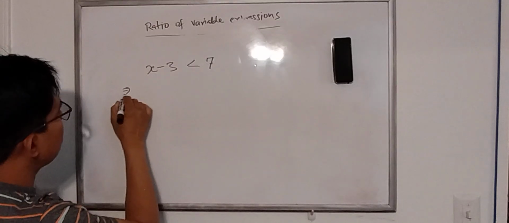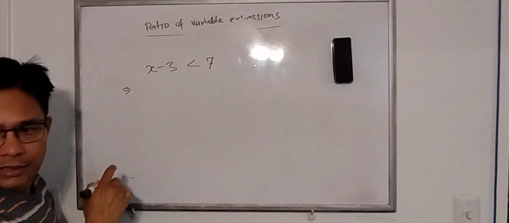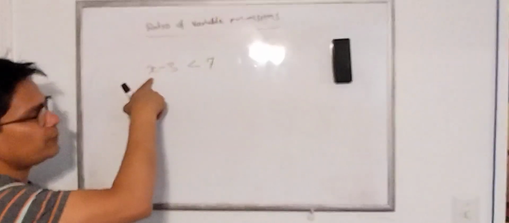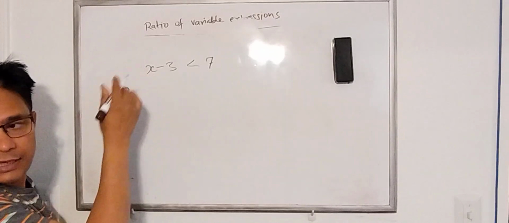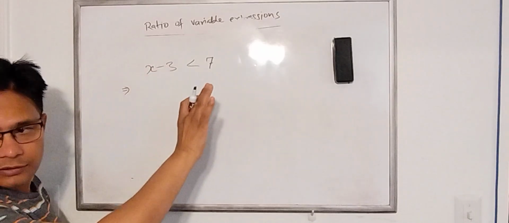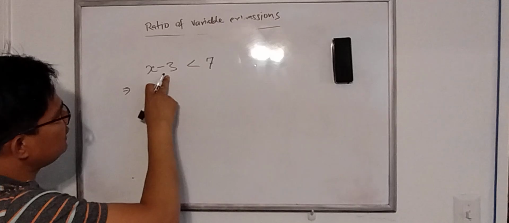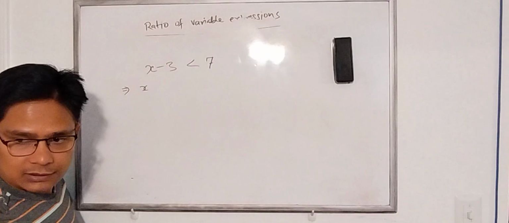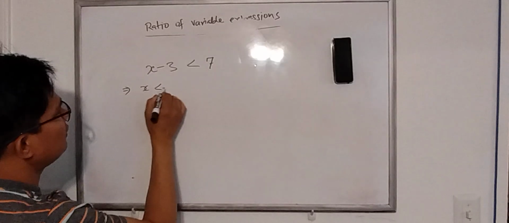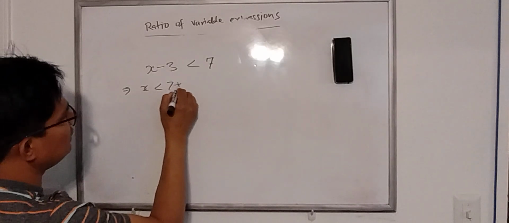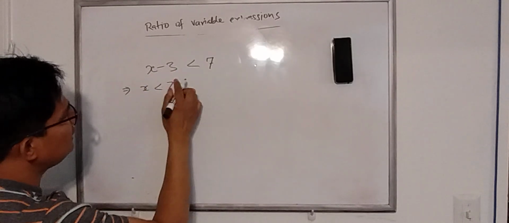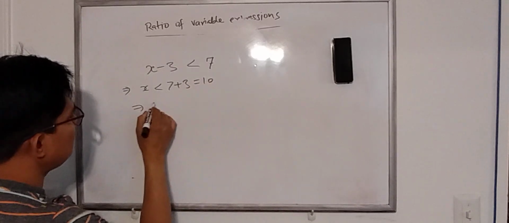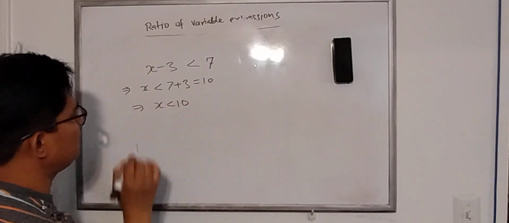What you have to do is add 3 to both sides, because your goal is to keep only x on the left hand side and all the constants on the right hand side. So this has minus 3. You can just move it to the right hand side, and when you move it to the right hand side, the sign will change, so it is equal to 10. So it means x is less than 10.